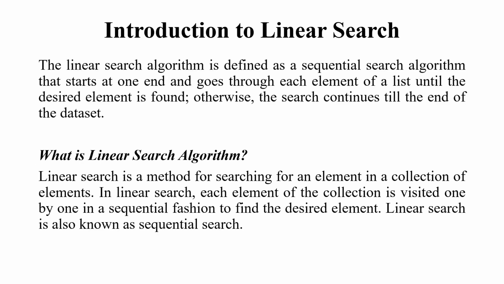Next, we're going to see about linear search. Linear search is a way to find an element in a list by checking items one by one, starting from the beginning until you find what you are looking for or reach the end of the list. For example, if you are looking for a specific book on a shelf, you check each book in order until you find the right one. It's simple and works for any list, but it might take a long time.